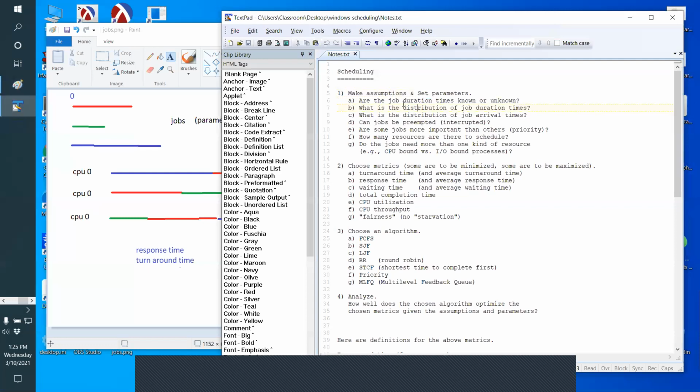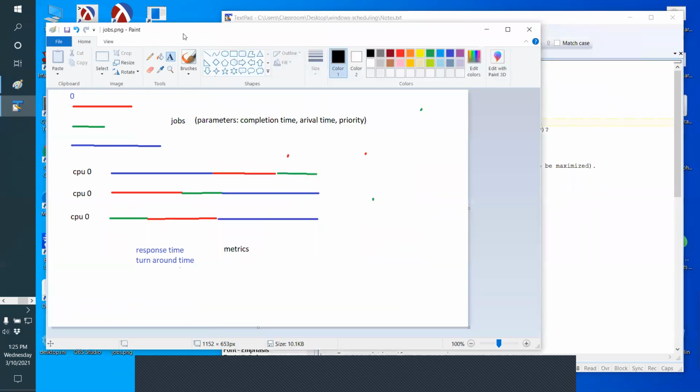And then here are some parameters. Job duration time, like how long does each job take? Do you know that? Later on, we'll see whether jobs can be preempted or not. Think about a grocery store. If somebody's got a huge order and they're in the middle of checking out and somebody comes up behind them with a stick of gum, is the cashier allowed to stop this order, check out the stick of gum, and then continue this order?